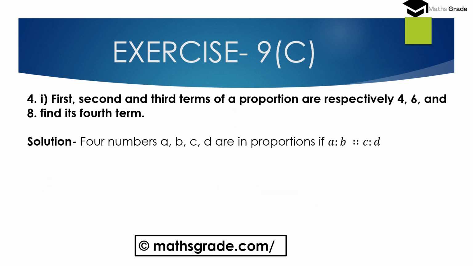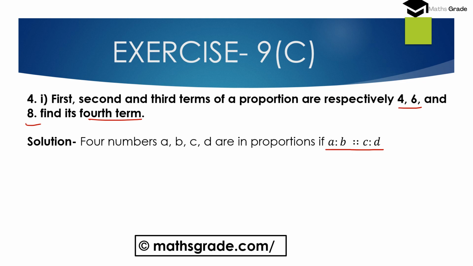Now we will solve question number 4 first bit. First, second and third terms of a proportion are respectively 4, 6 and 8. Find its fourth term. We know if the four numbers A, B, C, D are in proportion, then we can write A is to B is proportional to C is to D.